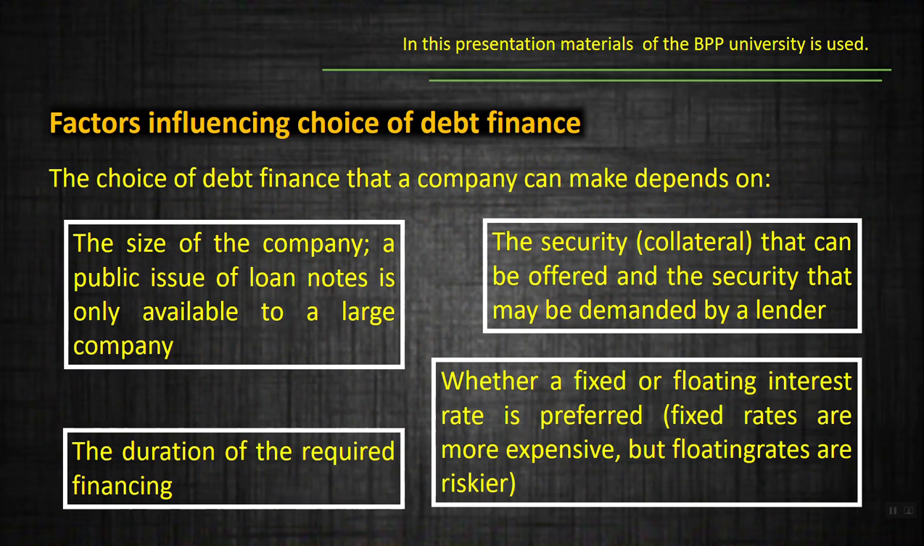Factors influencing choice of debt finance. The choice of debt finance that a company can make depends on the size of the company. Public issue of loan notes is only available to a large company. It also depends on the security that can be offered and the security that may be demanded by a lender, the duration of the required financing, and whether a fixed or floating interest rate is preferred. Fixed rates are more expensive, but floating rates are riskier.